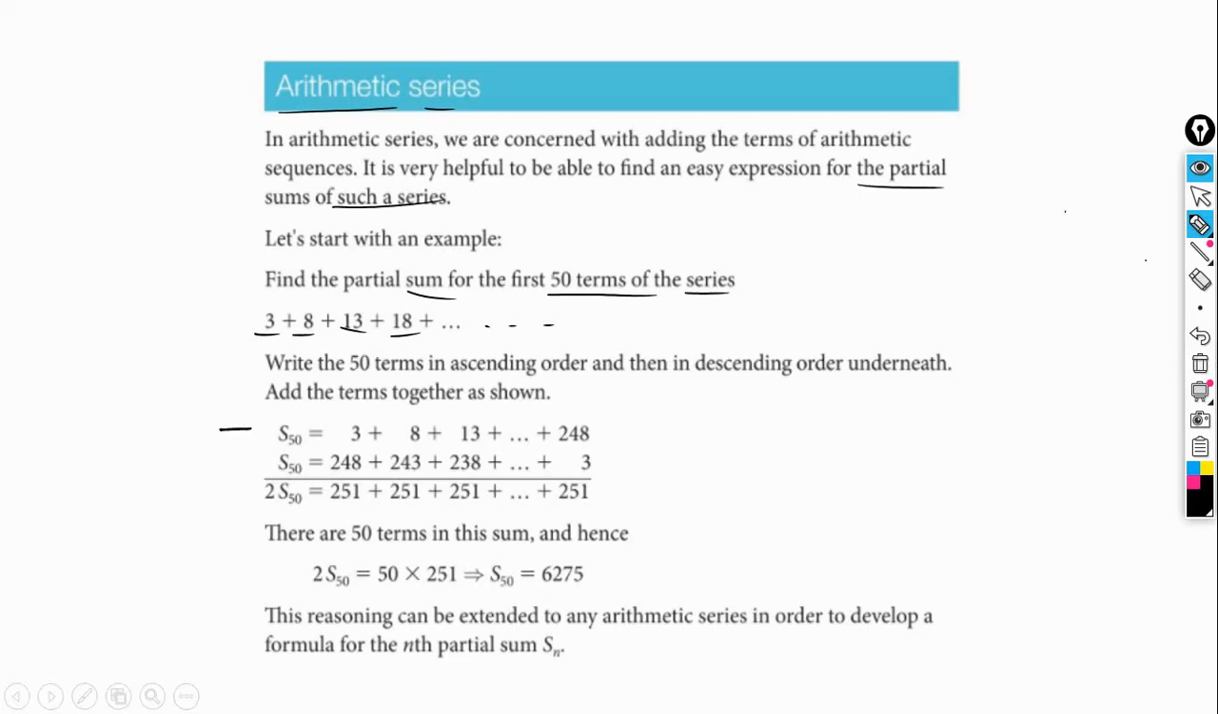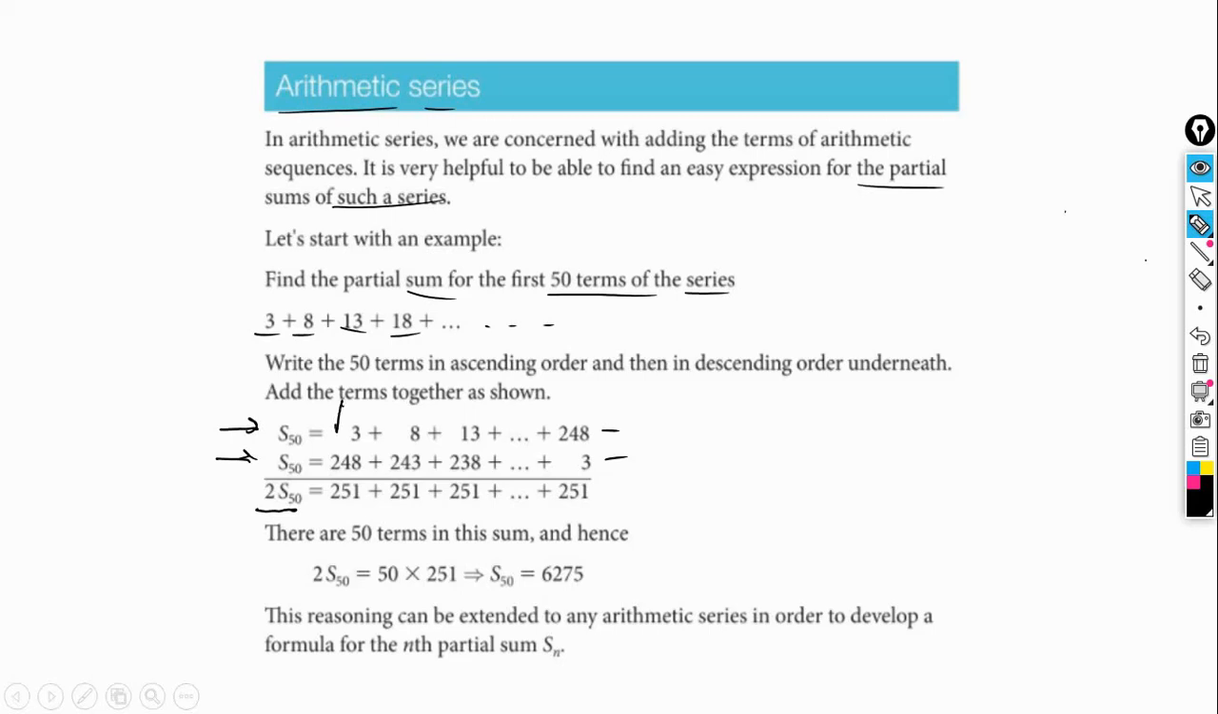Notice, we know that the sum of the 50 terms is going to be 3 plus 8 plus 13 all the way to 248. Now, if we do a second sum, but backwards, so we would start with 248 and then come backwards, plus 243 plus 238 all the way down to 3, and then we add these two rows, notice that we're going to get twice the sum of the 50 terms in the series.